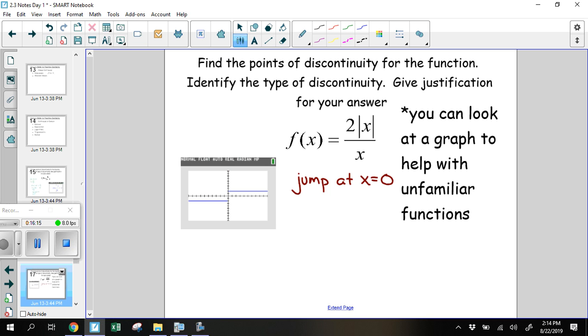And our justification, remember, for a jump discontinuity is two limits: a left-hand limit does not equal a right-hand limit. We would have to just show those two. The limit of our function as x approaches 0 from the left looks like -2. And the limit as our function approaches 0 from the right is +2. That's my justification. Questions on that?